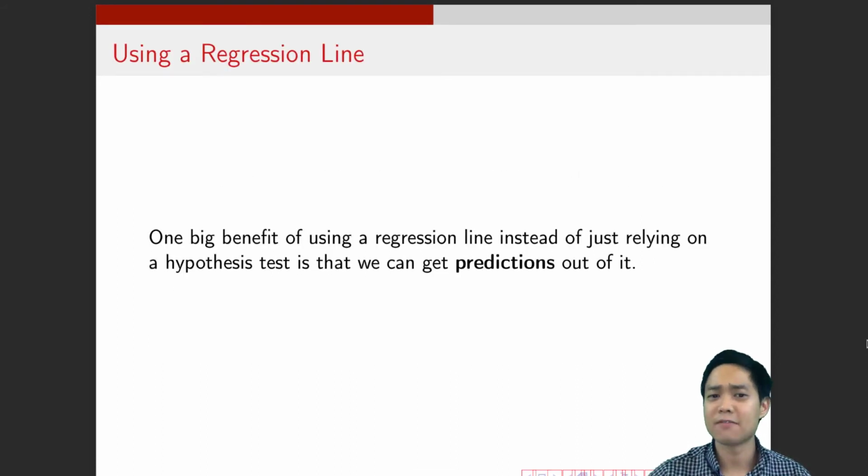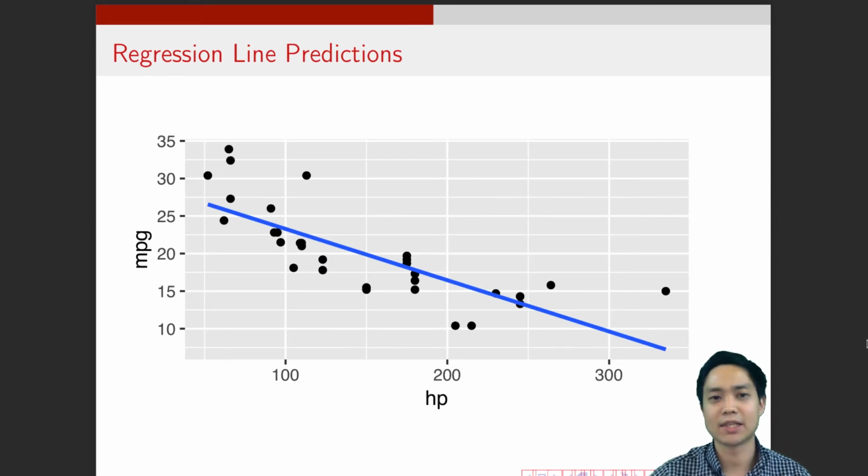Another benefit of using this regression line is to get predictions out of it. Instead of just finding relationships, we can take future data and make predictions about the future. Here again, this is the blue line, the least squares regression line for predicting miles per gallon from horsepower. For example, let's say I got a new car that had around 200 horsepower.